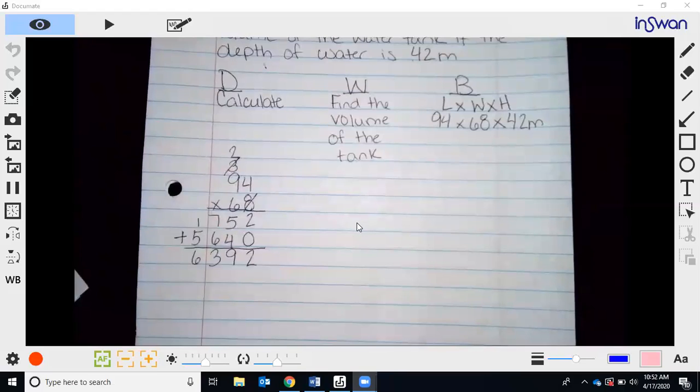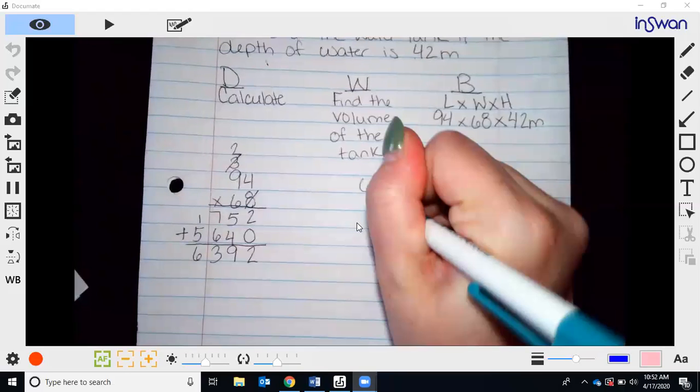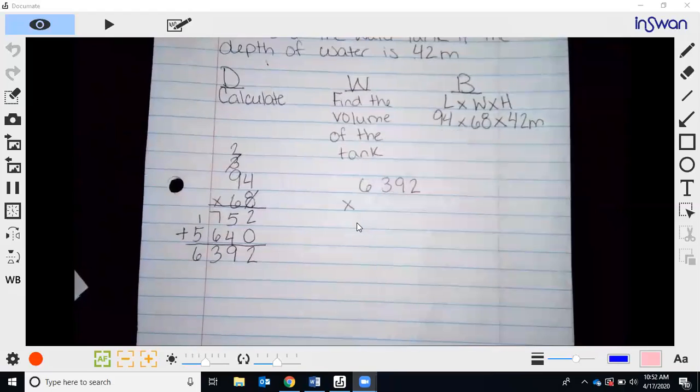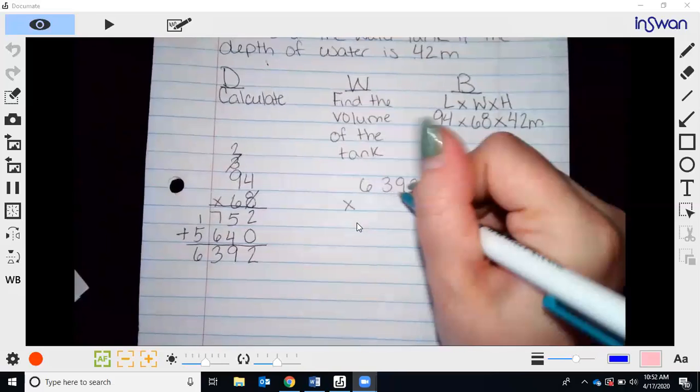We need to take that number and multiply it by 42, our depth. This is going to give us the total volume, or the amount that could fit inside of this water tank.